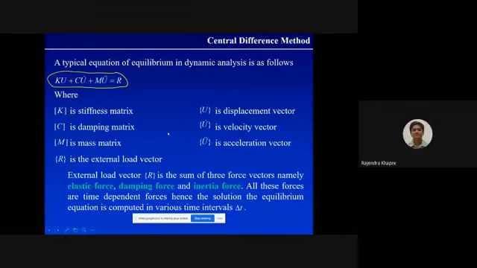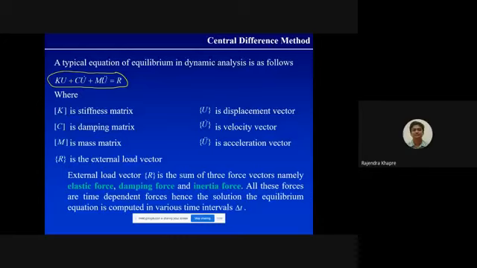Okay, so what I was talking about is, we have an equilibrium equation in dynamics. So this equilibrium equation is k into u plus c into u prime plus m into u double prime. So you can call this u dot and u double dot. Where u is nothing but your unknown displacement, u dot is the unknown velocity, and u double dot or u double prime is called the acceleration.